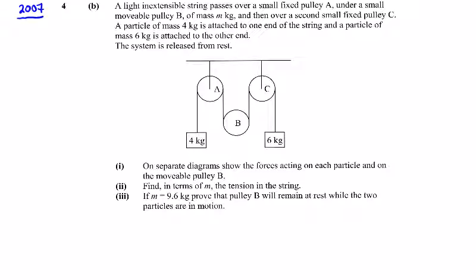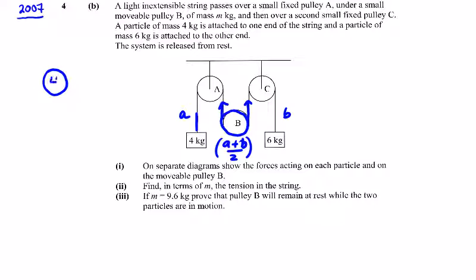This is the 2007 question 4b. We have this diagram here with all our masses, 4 and 6, and we have B in the middle with 2 strings attached. So we're looking at the accelerations here: A, B, and A plus B over 2. So let's set up our different diagrams.